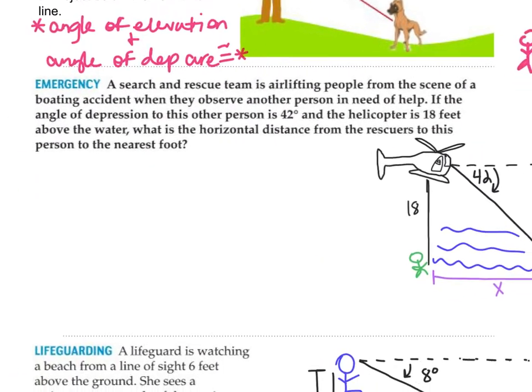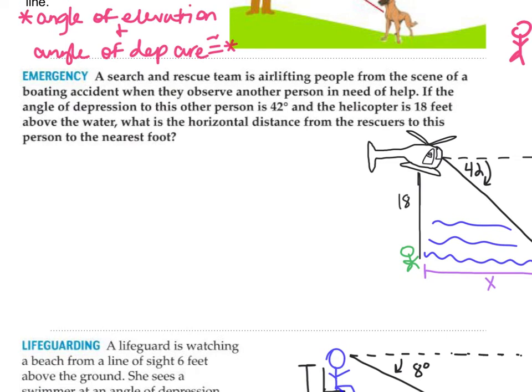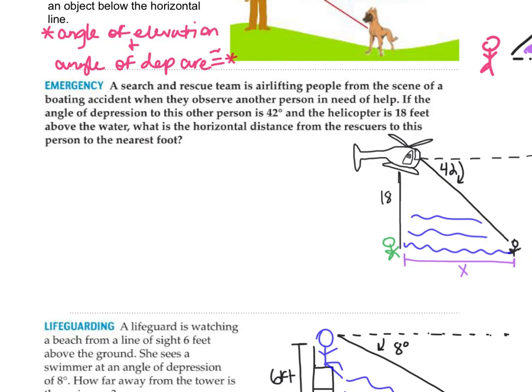So our first problem, we have an emergency. A search and rescue team is airlifting people from the scene of a boating accident. They observe another person in need of help. If the angle of depression to this other person is 42 degrees and the helicopter is 18 feet above the water, what is the horizontal distance from the rescuers to this person to the nearest foot?